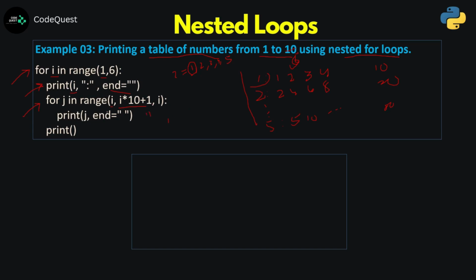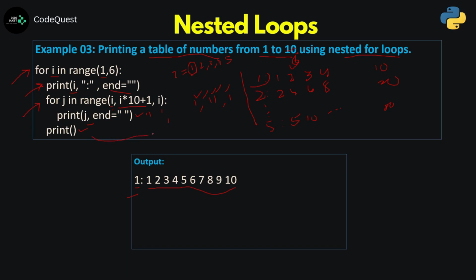So the range is now i is 1, 1 comma 11 comma i. What is i here? 1. So starting from 1 it goes up to 11, minus 1, that is 10. And each time the increment is 1. So what values are expected here? j is 1, then 2, then 3, then 4, then 5, up to 10. So as a result, we get 1, this is the i value, and these are the values of j. Now once we print all the values of j, this print function is going to bring the cursor to the new line.